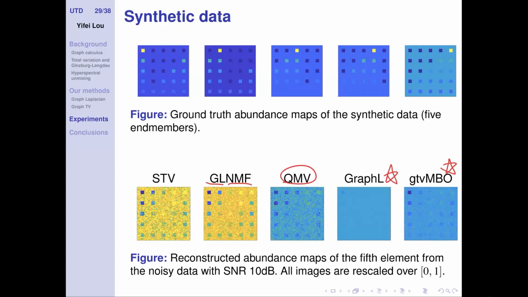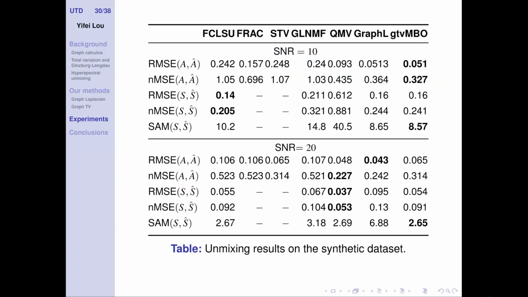If we compare graph TV versus graph Laplacian, we see graph Laplacian is over smooth, right? It's true that it removes the noise, but it also smooths out the important features. That is consistent with image processing, where the H1 seminorm tends to over smooth compared to total variation. Okay, so that is the synthetic data. And we also have some quantitative metrics.